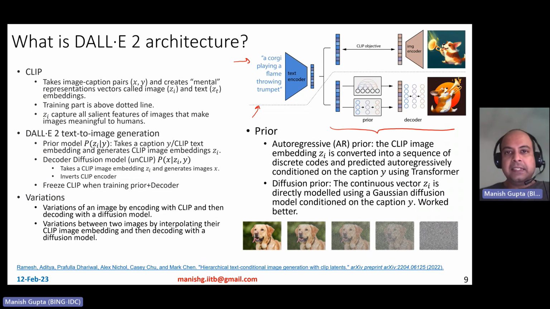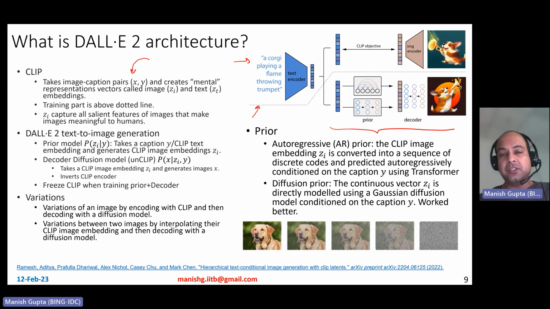The CLIP model is basically a multimodal model which jointly represents an image-caption pair. If you take an image X and a caption Y, a CLIP model generates image and text embeddings. You can think of embeddings as mental imagery and mental representations. So the CLIP model takes image X and caption Y, and generates mental representation vectors ZI for the image and ZT for the text. And then the CLIP objective is to make sure that the image and the text embeddings for the right pair are much closer to each other compared to an image embedding associated with some random text.